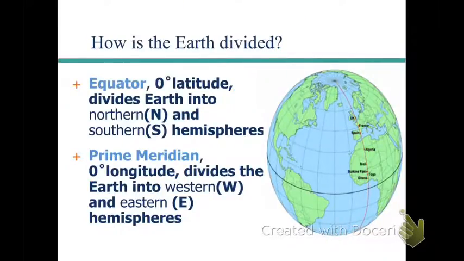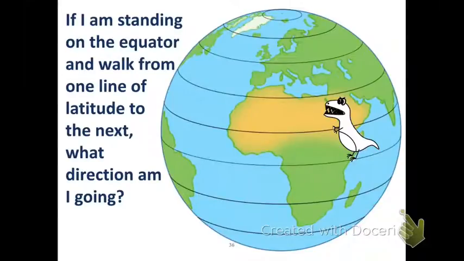Now, I want you to imagine that you are this little dinosaur that's standing on the equator. If you're standing on the equator and you want to walk from one line of latitude to the next, what direction do you go? Well, hopefully this is kind of clear to see, but if I'm the little T-Rex and I want to walk to the next line of latitude, I'm going to go up and I'm going to go down. AKA, I'm going to travel north and I'm going to travel south.